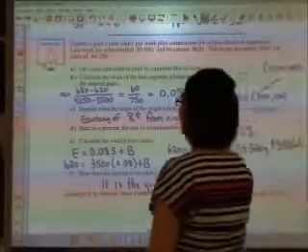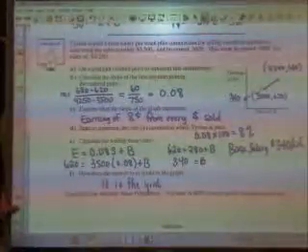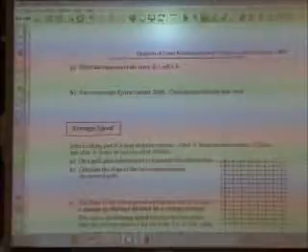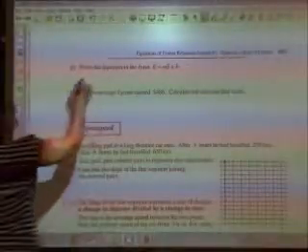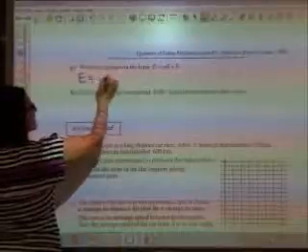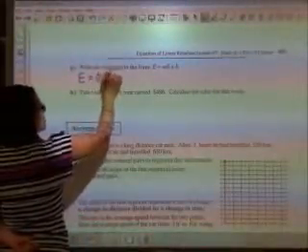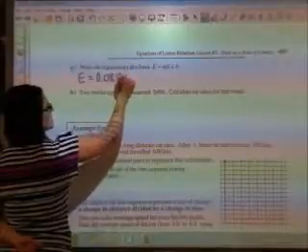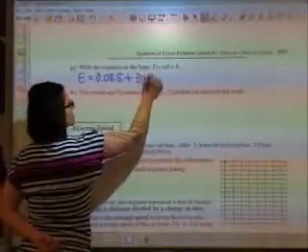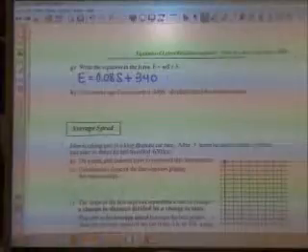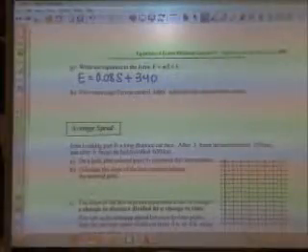So if I rewrote my equation, E equals ms plus b, what is m? The slope, which is 0.08. And what is b? 340. So it's the amount of money that he gets for no sales.